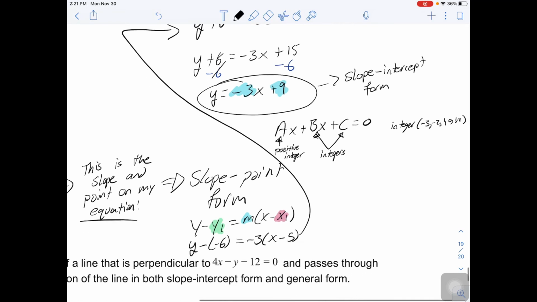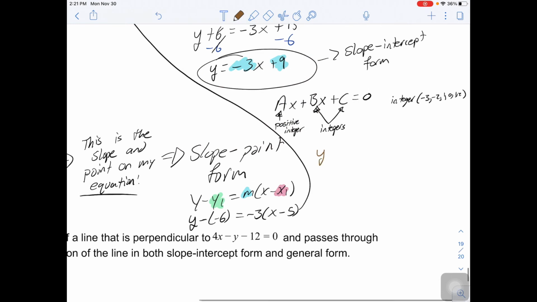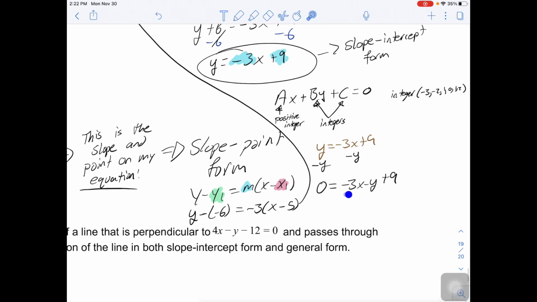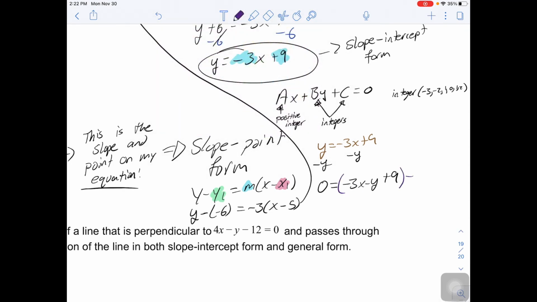So how do I convert y equals negative 3x plus 9 into general form? Well, all I have to do is subtract y from both sides, and I'm going to put my values with x first. This should say, sorry, this should be a y here. And then my y, and then my constant. So I will put 0 equals negative 3x minus y plus 9. So all my numbers are in fact integers, but remember a has to be a positive integer. So I'm going to multiply everything by negative 1 and switch the signs. So 0 equals 3x plus y minus 9. And now I have my equation in general form.